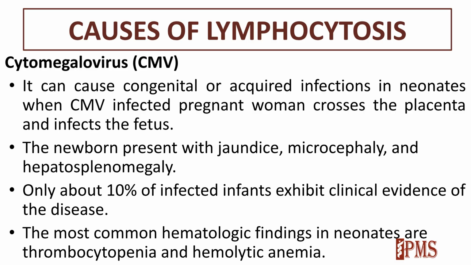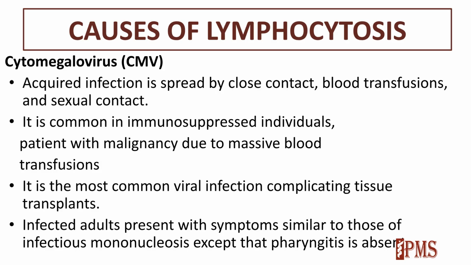Congenital infection can lead to jaundice, microcephaly, and hepatosplenomegaly in newborns, with thrombocytopenia and hemolytic anemia as common hematologic findings. Acquired CMV spreads through close contact, blood transfusions, and sexual contact. It is common in immunosuppressed individuals and those receiving massive blood transfusions.